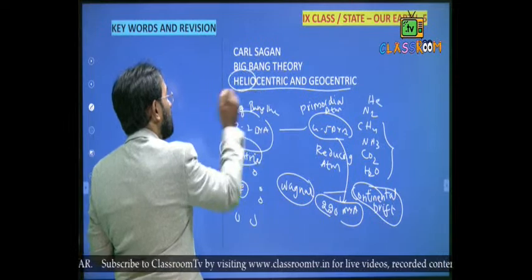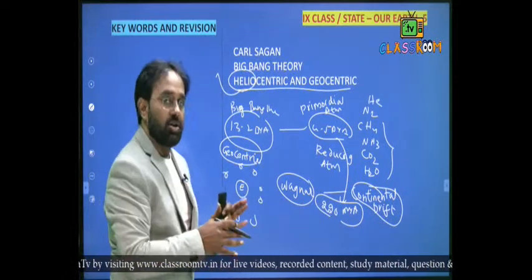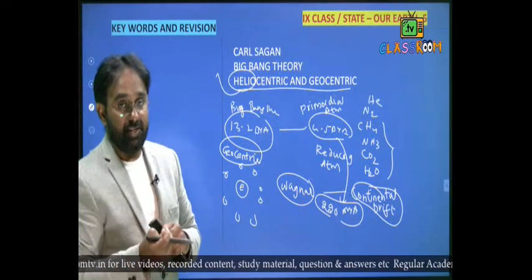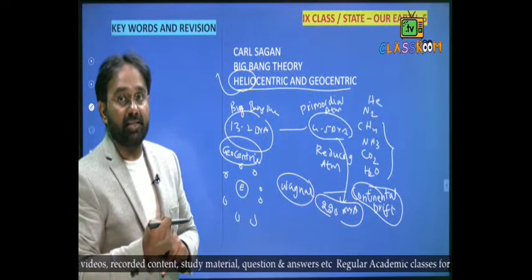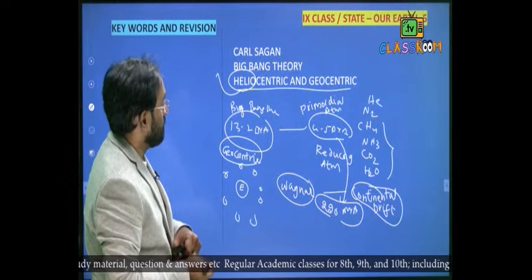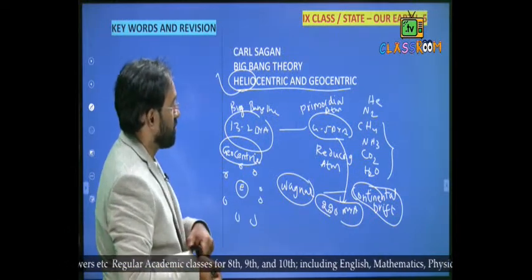Helios means sun. According to him, earth is not the center of the solar system. Sun is the center of the solar system and all other planets revolve around the sun. This is called the heliocentric theory. This is all about heliocentric and geocentric theory.